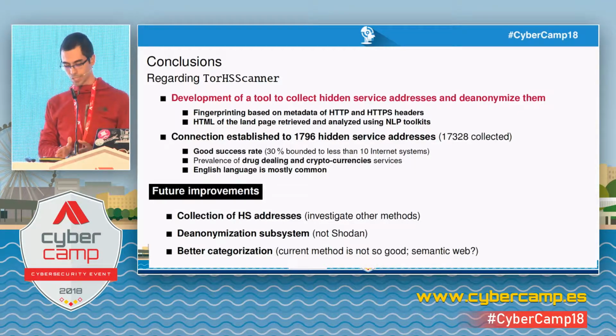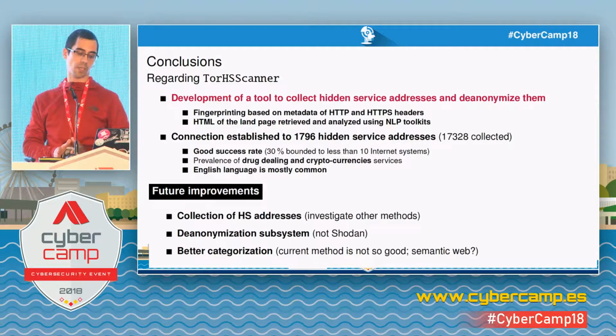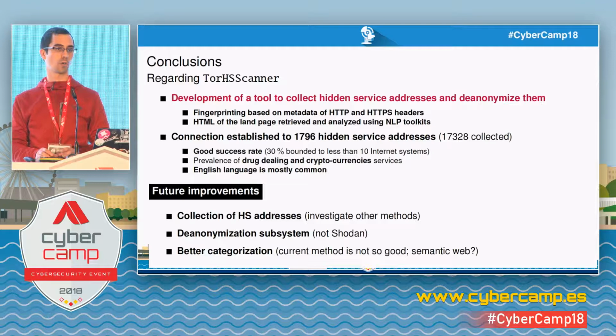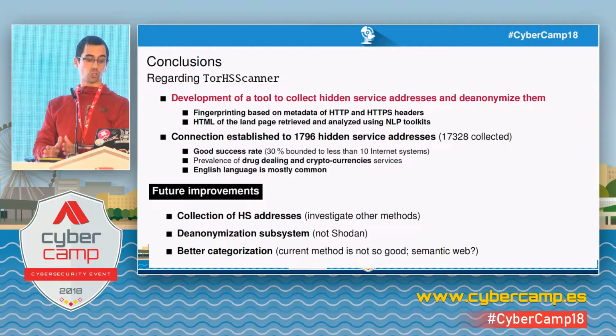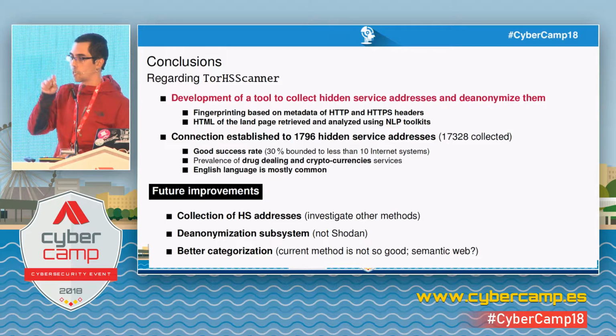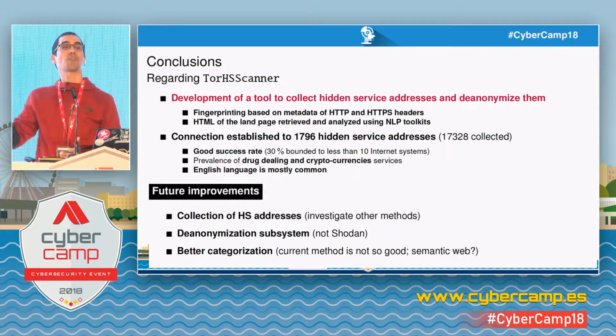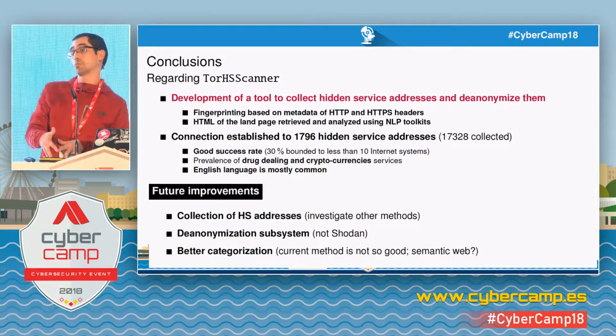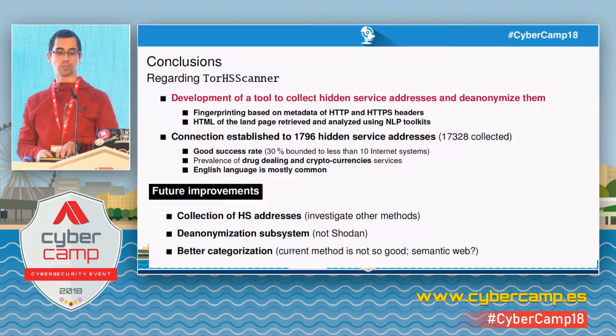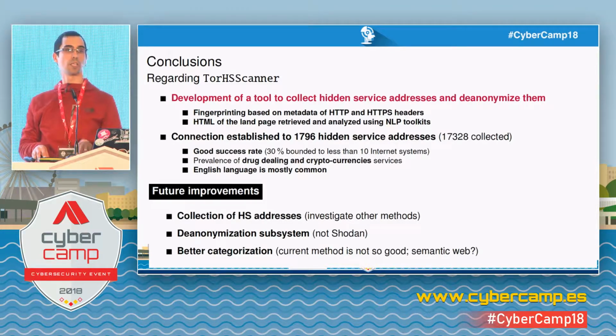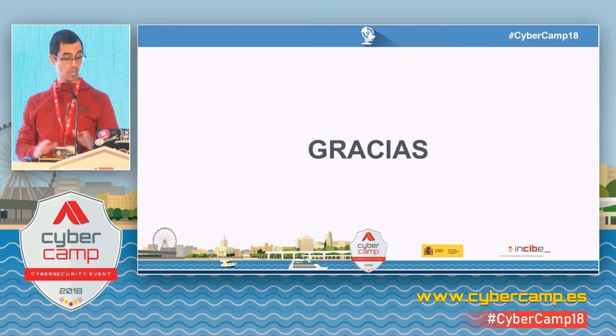Therefore, our primary objective should be just to change that de-anonymization to carry that out through systems other than Shodan. And then better categorization. Our categorization is very simple, it's based on words. We just get the HTML, we do a word count, and we categorize it. And here we are going into the semantic web. It could be implemented to check whether the website is talking about one theme or another. And then, of course, extending the range of categories.